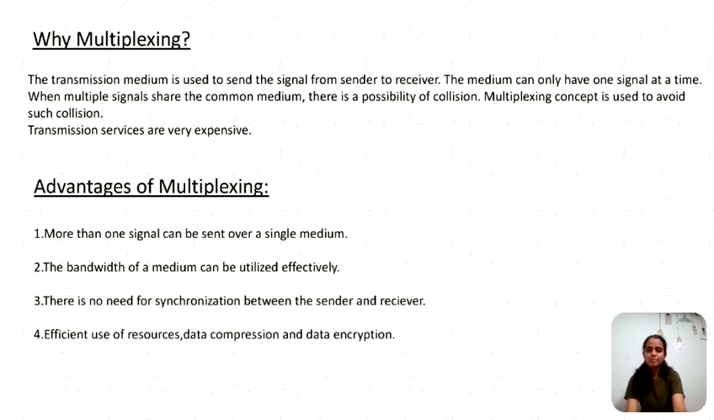Now, why do we need multiplexing? The transmission medium is used to send the digital signal from the sender to the receiver. The medium can only have one signal at a time. When multiple signals share the common medium, there is a possibility of collision. So, the multiplexing concept is used to avoid such collision. And also transmission services are very expensive, so we use multiplexing. What are the advantages of multiplexing?